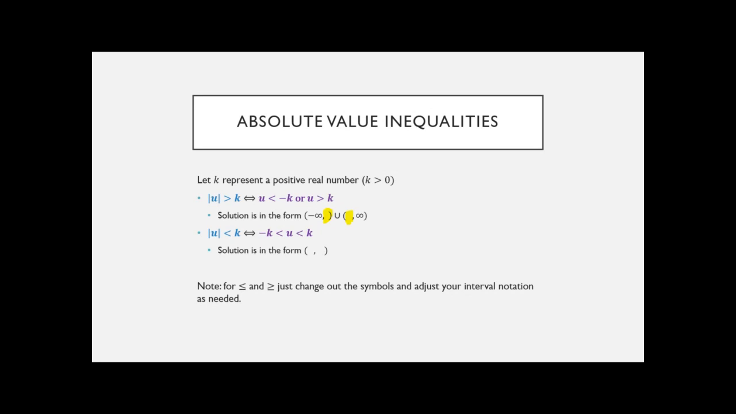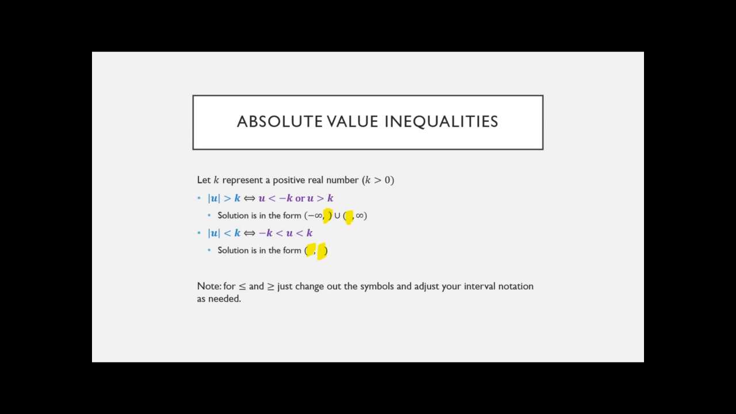If your absolute value inequality is a less than when it begins, then this gives us a compound inequality where u is in the middle, and you have the positive and the negative version on either side. That's going to be in the form where you're in between these 2 numbers, and that's what your solution is going to be. Your solution is going to be in between.